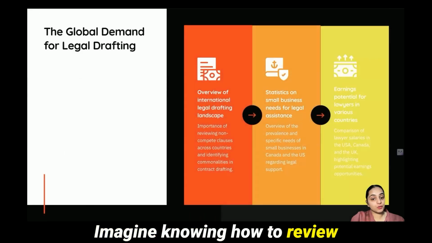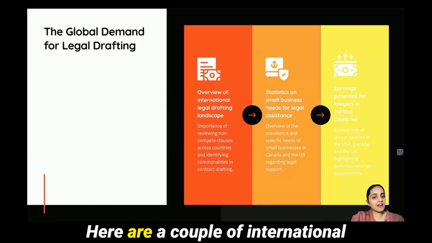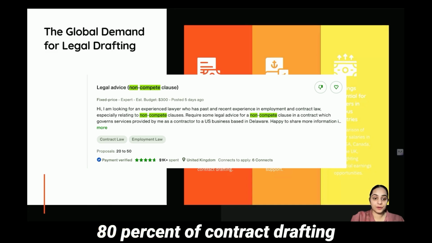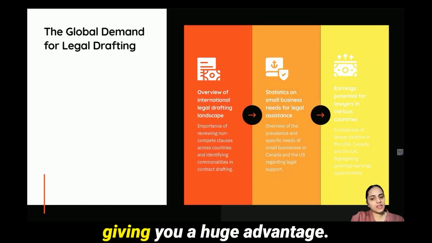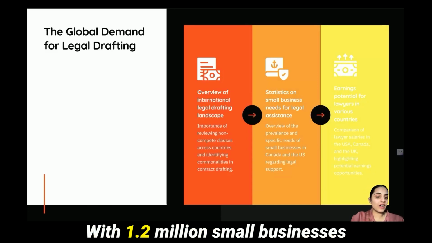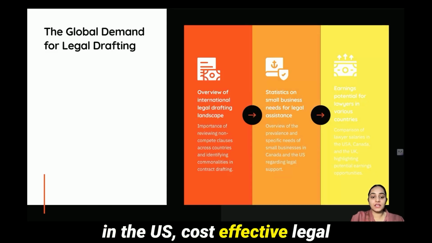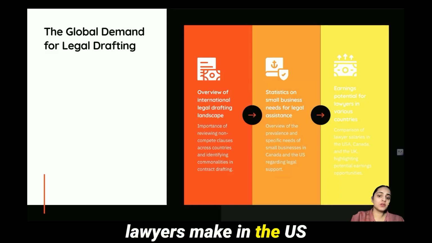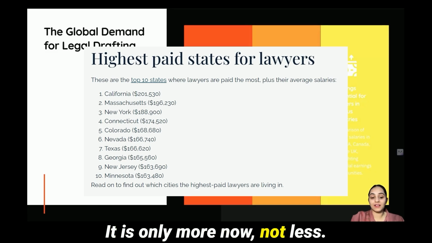Imagine knowing how to review non-compete clauses for clients across 10 countries. Here are a couple of international projects on review of non-compete clauses on Upwork. 80% of contract drafting work is similar worldwide, giving you a huge advantage. With 1.2 million small businesses in Canada and over 33 million in the US, cost-effective legal assistance is in high demand. Here is how much money lawyers make in the US in a year as of 2018. It is only more now, not less.